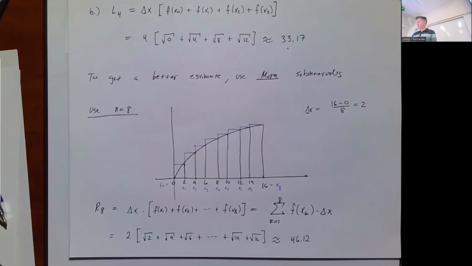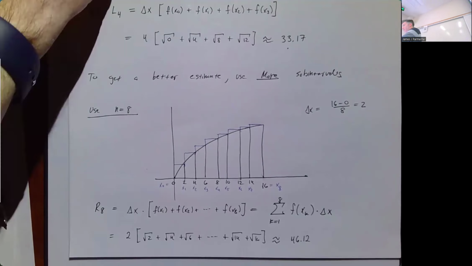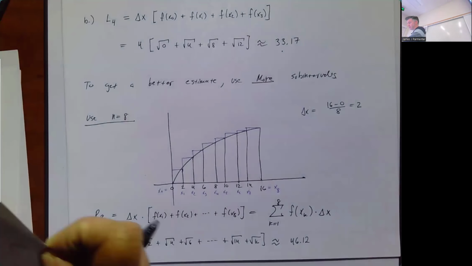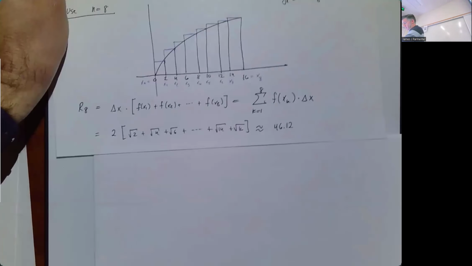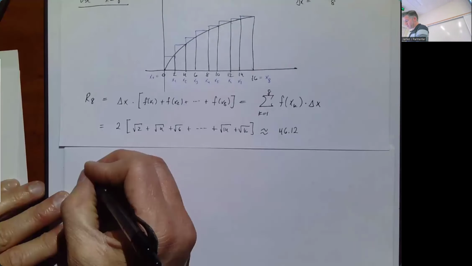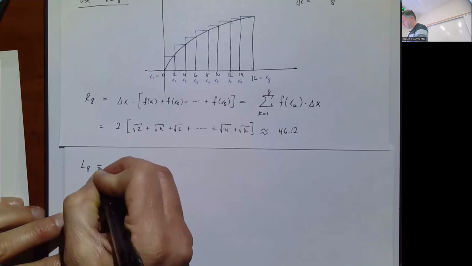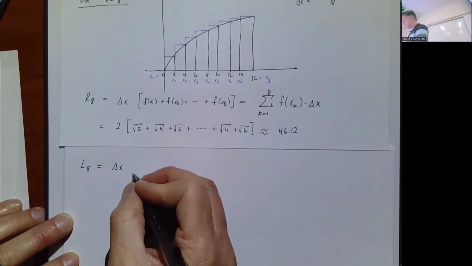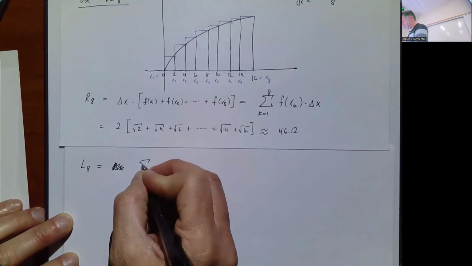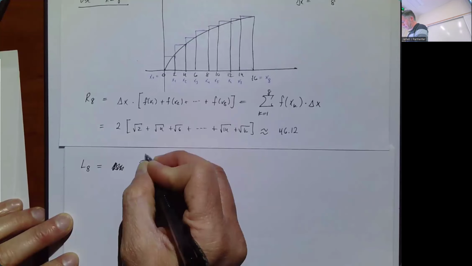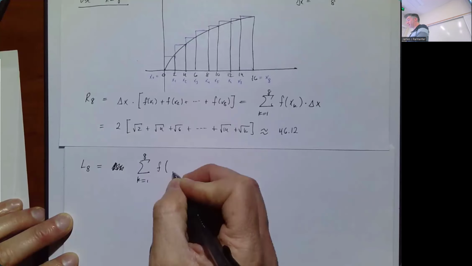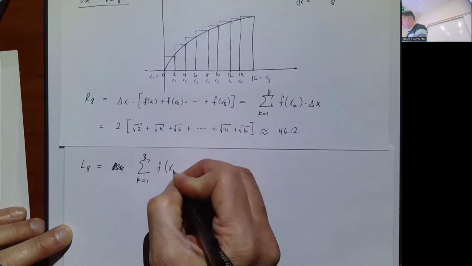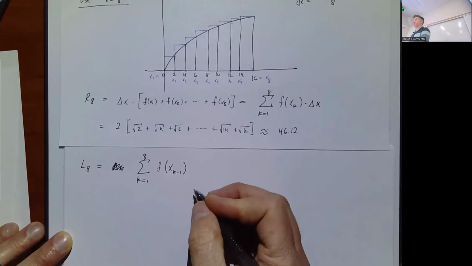In a similar way, we can calculate L8. I don't really want to draw the picture. If I wanted to, I could see that L8 would be virtually the same thing, except it's going to be delta x. Let's write it the short way. It's going to be the sum from k equals 1 to 8 of f of not x sub k, which is the right endpoint, but x sub k minus 1, which is the left endpoint.